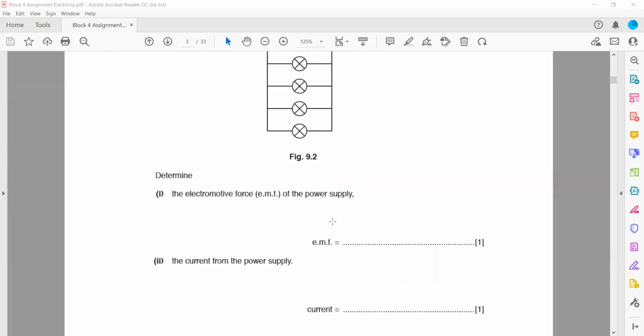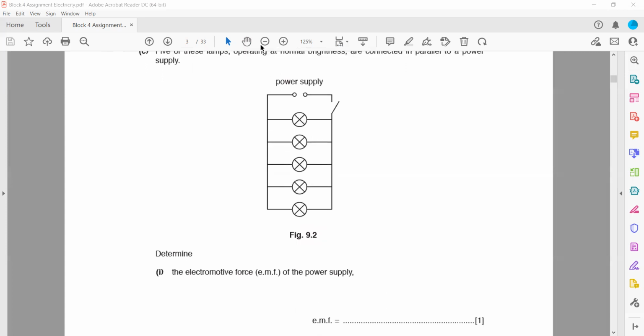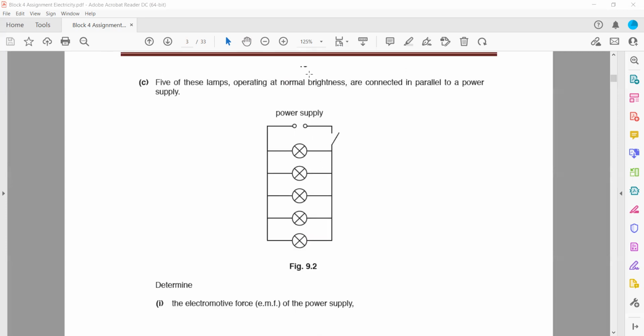Then the total current from the power supply. How do we get the total current from the power supply? We already calculated using the graph that the current in each lamp is 0.74. So this is 0.74, this is also 0.74, 0.74, 0.74 and 0.74. So 1, 2, 3, 4, 5 lamps are there. Each lamp has 0.74 current.